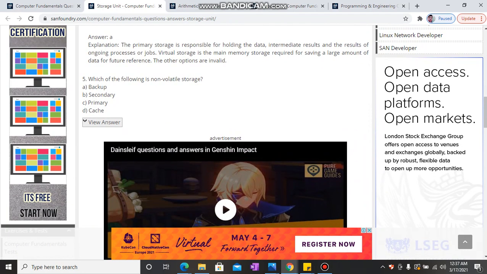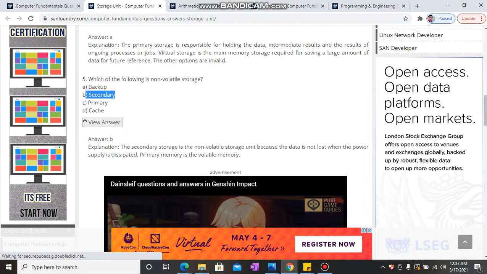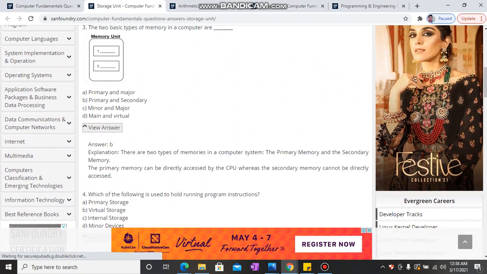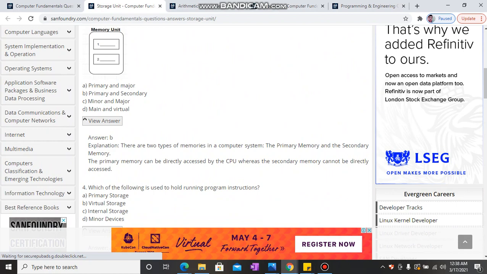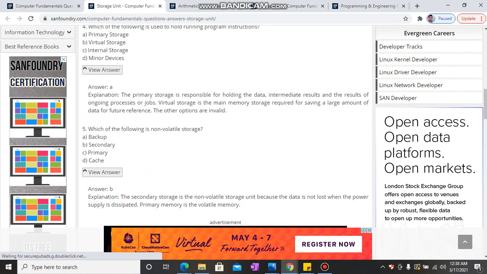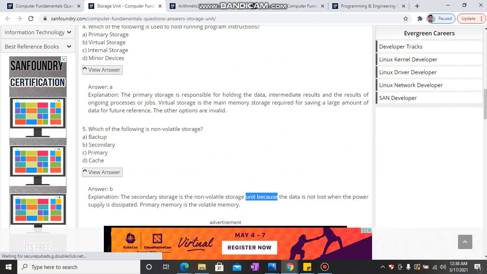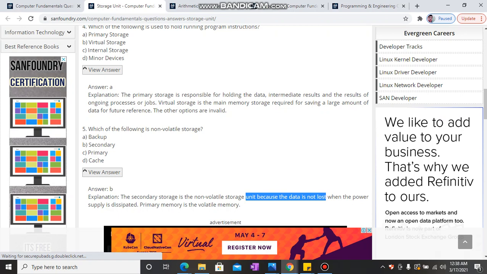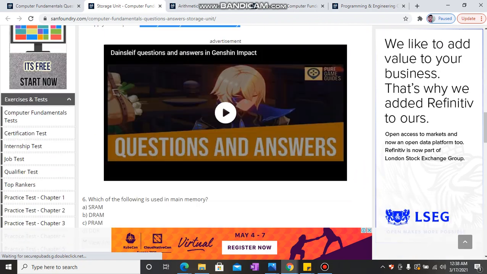We have got another question. Which of the following is non-volatile storage? Definitely it is secondary, because we have already talked about that: the primary storage can be directly accessed, whereas secondary memory cannot be directly accessed. So it means that the non-volatile storage is secondary. Explanation: the secondary storage is non-volatile storage because the data is not lost when the power supply is disconnected. Primary storage is the volatile memory.